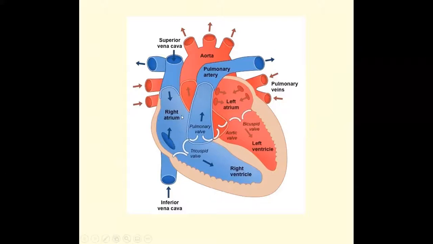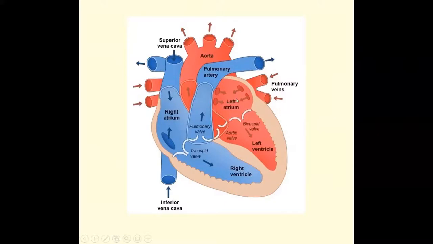So the first thing to note is that there are four chambers, which are the right atrium and left atrium, right ventricle and left ventricle. So the atriums are both at the top of the heart. So that's the way that I would try and remember it. AT for atrium, AT for at the top. Okay, so right atrium, left atrium.